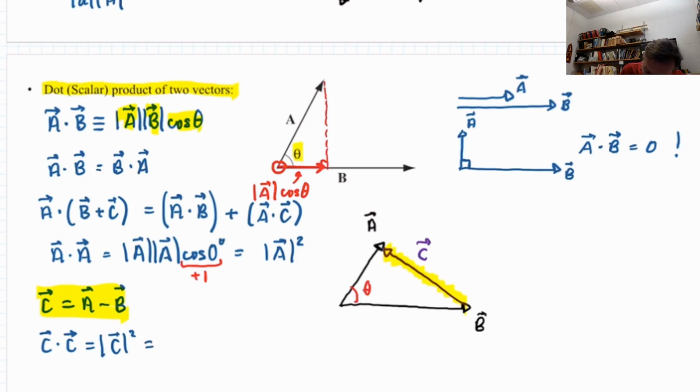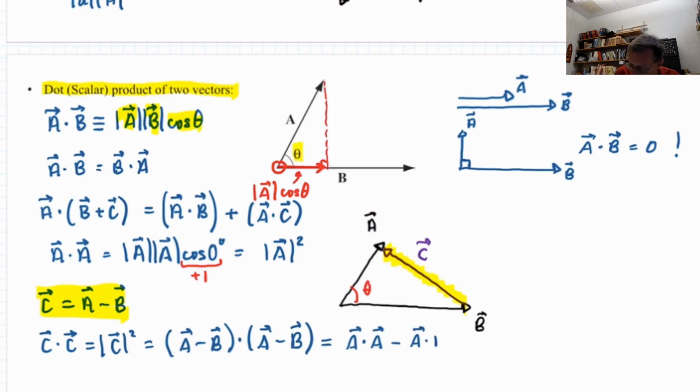But then this is also A minus B dot A minus B, right? C is A minus B. But the dot product is distributive, so we can distribute the dot between both of those sets of parentheses. That means we'll have A dot A minus A dot B minus B dot A plus B dot B. All right, I just used the distributive property of the dot product.